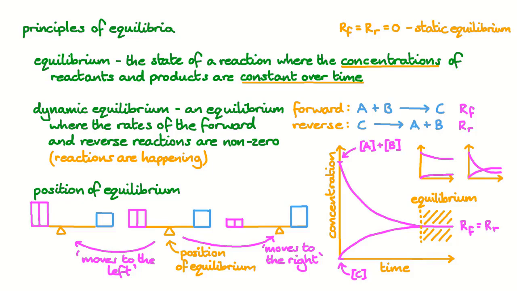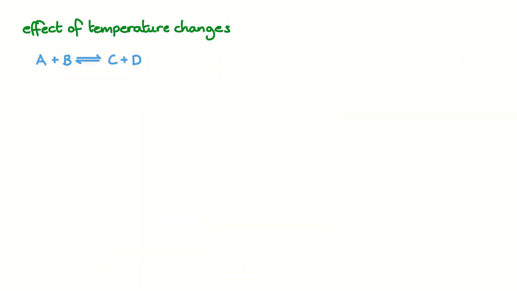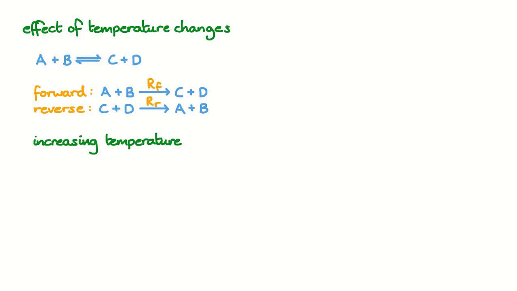Now that we know what dynamic equilibria are, we can have a look at what consequences changing the temperature has on a dynamic equilibrium. So let's have a look at a simple dynamic equilibrium, A plus B in equilibrium with C plus D. We have a mixture of chemicals A, B, C, and D, and while some of A is reacting with some of B to produce some C and some D, some C and some D are reacting together to produce some A and some B.